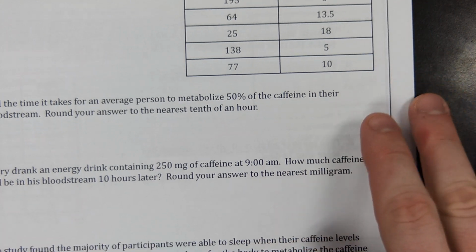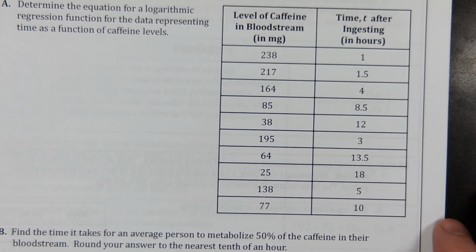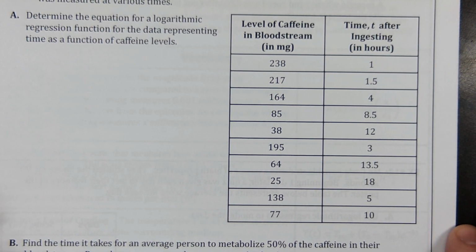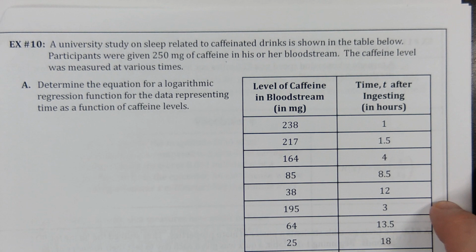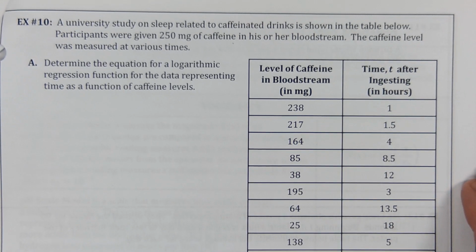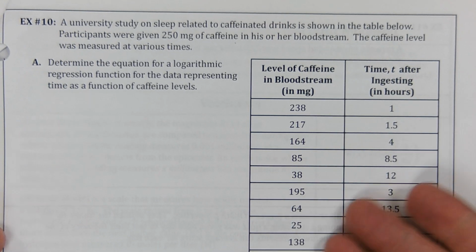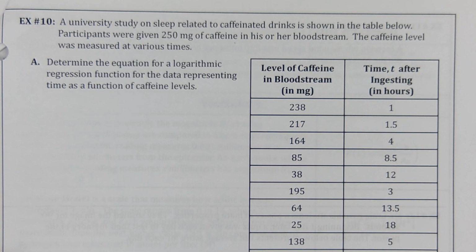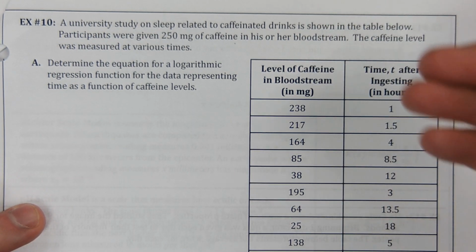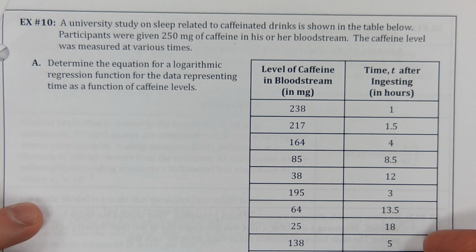Okay, moving on. Here we have a much larger table of data that we have to plug in. And my favorite, caffeine. A university study on sleep related to caffeinated drinks is shown in the table below. Participants were given 250 milligrams of caffeine in their bloodstream. The caffeine level was measured at various times. So this is the level of caffeine at times.